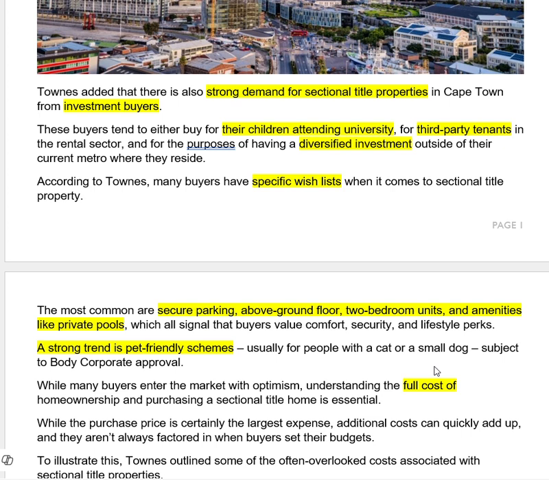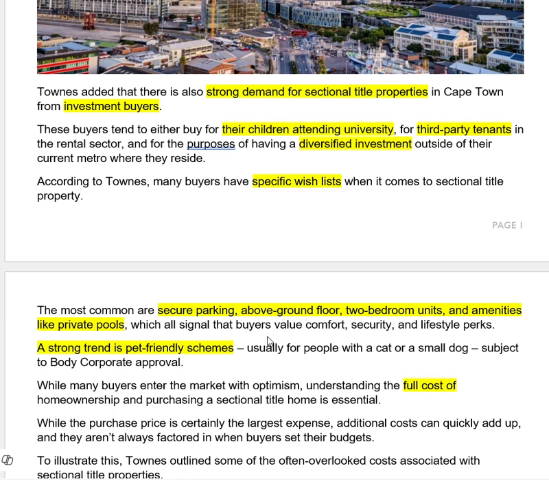And then the other thing people are looking for, which is now a strong trend, is that the property or the investment where you're buying a property is pet friendly. That means the Body Corporate approves that a person can have a dog or a cat, whatever you may think of.